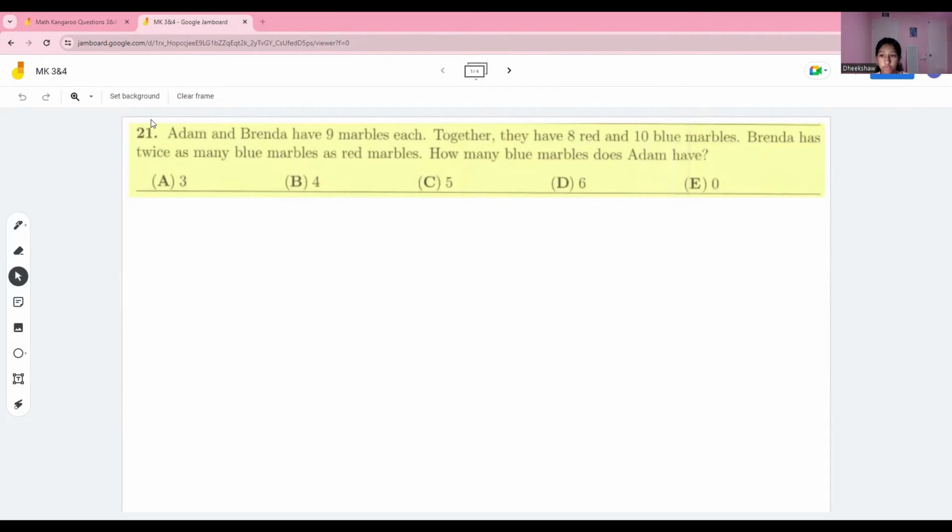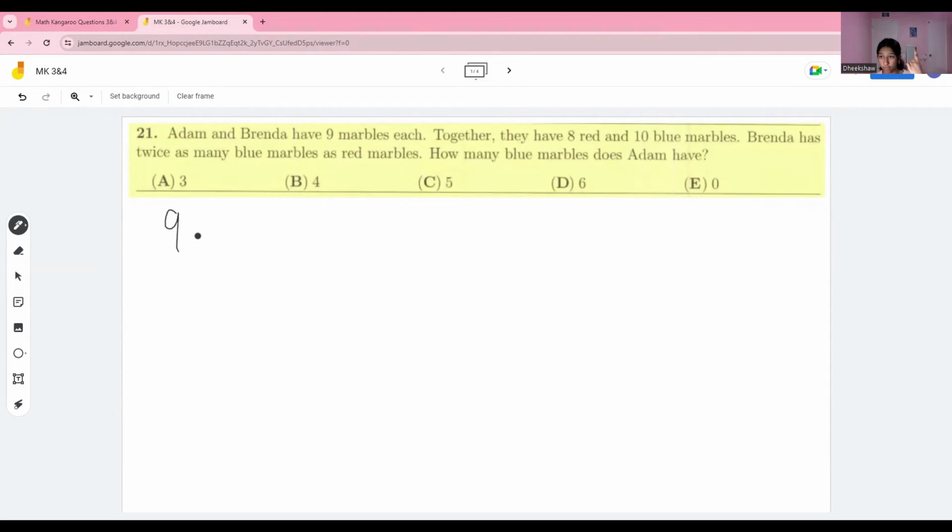So for this one, we need to make a rule. Brenda has twice as many blue marbles as red marbles. So if we think about this, Brenda has 9 marbles total, and that's 2 red marbles plus 1 blue marble. X depicts the marbles that she has. So if we solve for this, we get 3x is equal to 9. But there's an easier way to approach this section. So Brenda has 9 marbles total, okay?